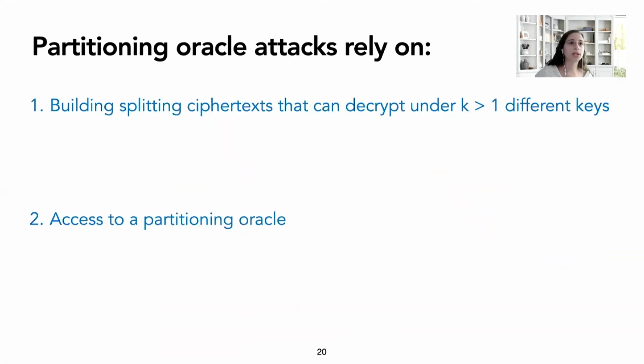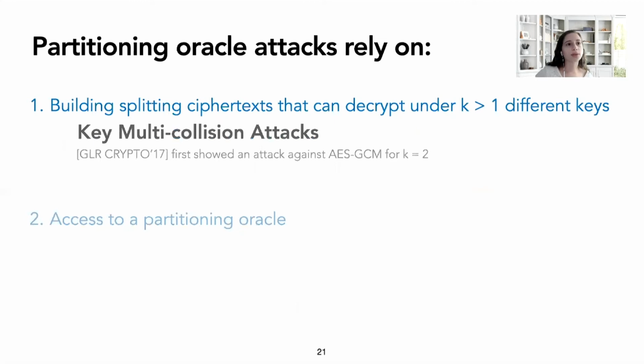Now, partitioning oracle attacks really rely on two things. The first is building splitting ciphertexts that can decrypt under k different keys. And the second is gaining access to a partitioning oracle. We'll start with this first goal, which is computing what we call key multi-collision attacks.